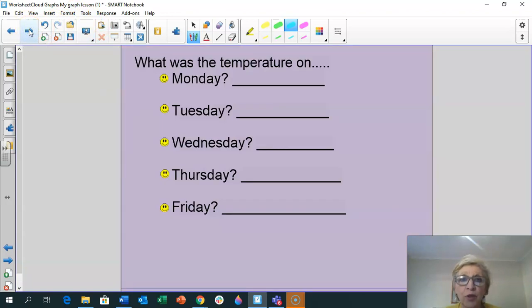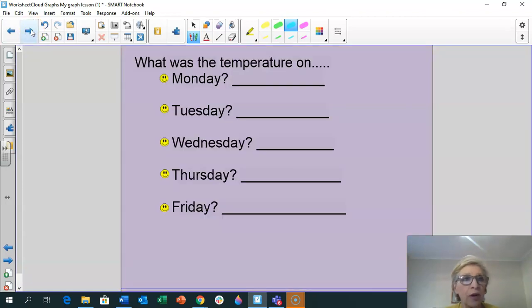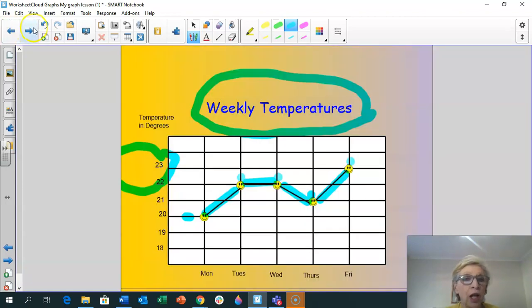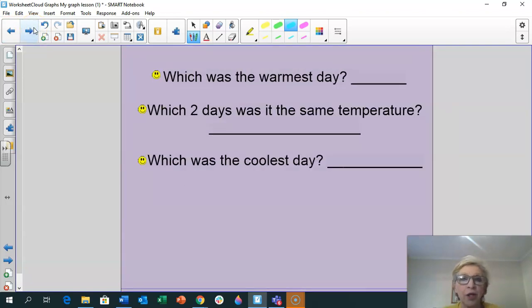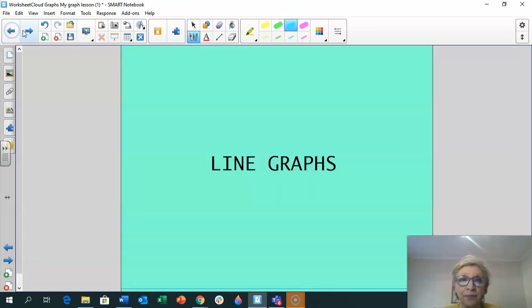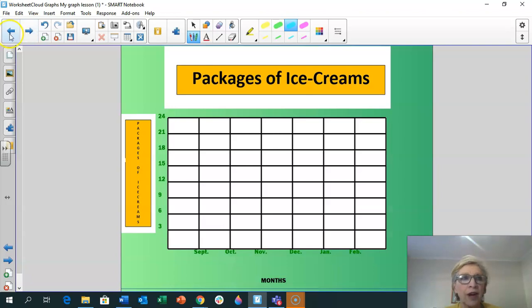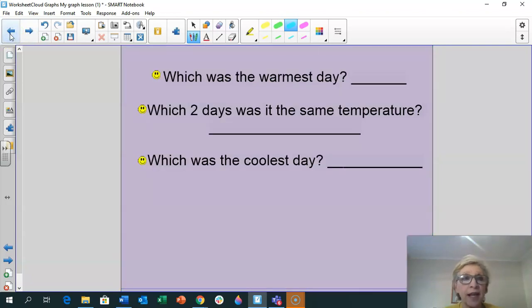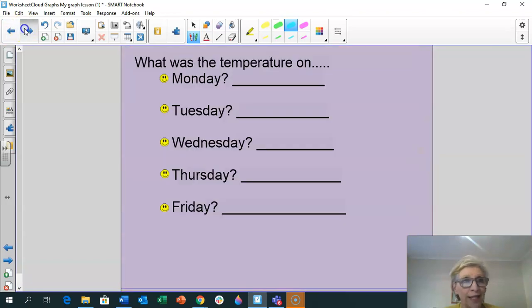So what was the temperature on Monday? Well, we've answered all those questions. It was 20, Tuesday was 22, so was Wednesday, Thursday was 21, and Friday was 23. Which was the warmest day? Friday was the warmest day. Right, and which 2 days had the same temperature? That was Tuesday and Wednesday.